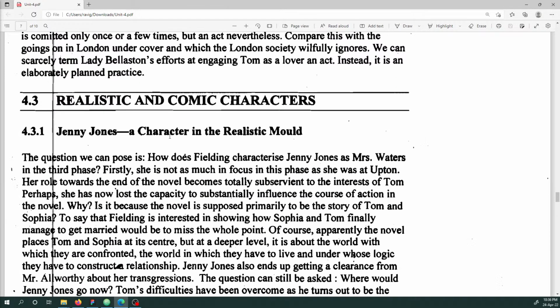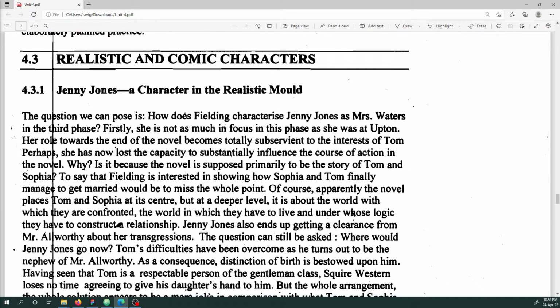4.3 Realistic and Comic Characters. 4.3.1 Jenny Jones, a character in the realistic mode. The question we can pose is, how does Fielding characterize Jenny Jones as Mrs. Waters in the third phase? Firstly, she is not as much in focus in this phase as she was at Upton. Her role towards the end of the novel becomes totally subservient to the interest of Tom. Perhaps she has now lost the capacity to substantially influence the course of action in the novel.